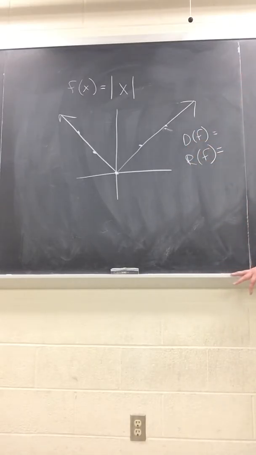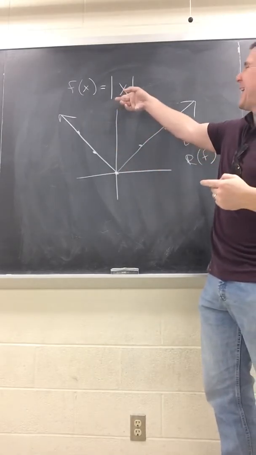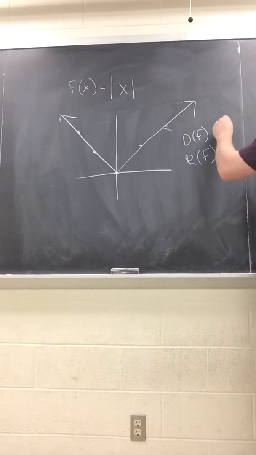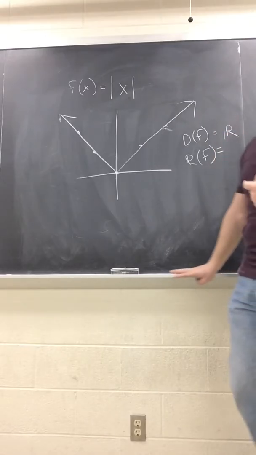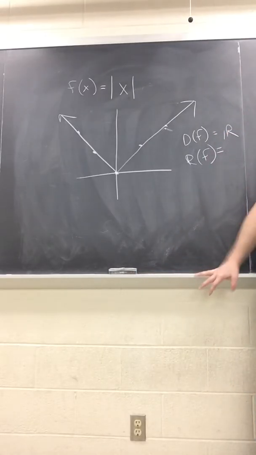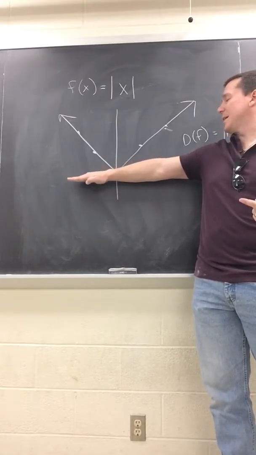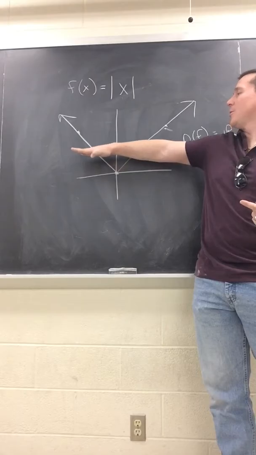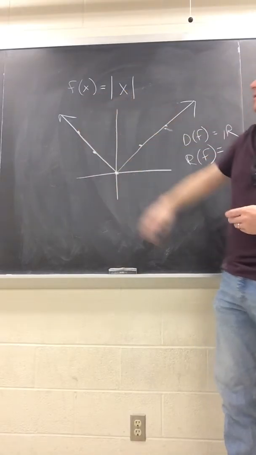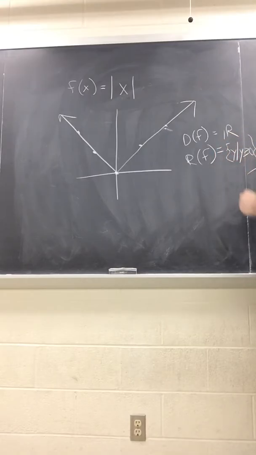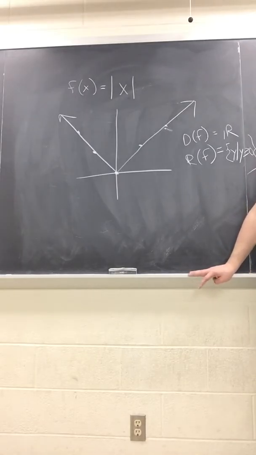So the domain, well, that's all the x's we plug in. And again, no matter what x is, you can always take its absolute value. So the domain is all real numbers. The range, well, none of these y's get touched. The first y that gets touched is at 0, and then all those y's beyond there get touched. So the range will be just like the quadratic, the square graph, the set of all y's such that y is greater than or equal to 0.